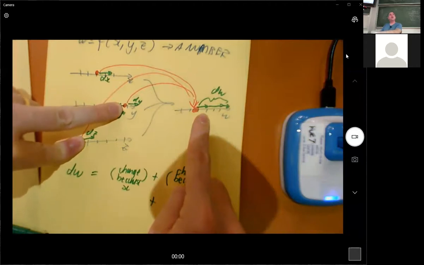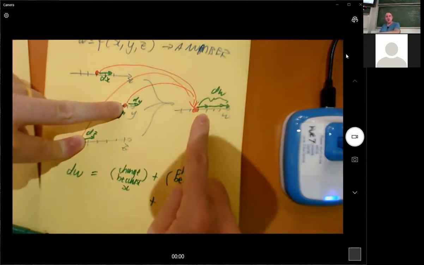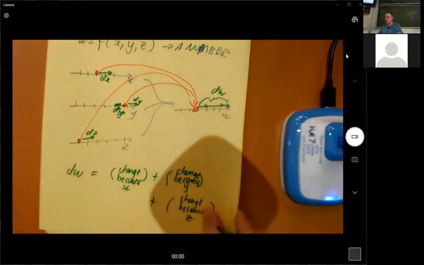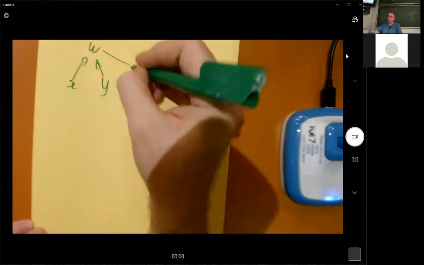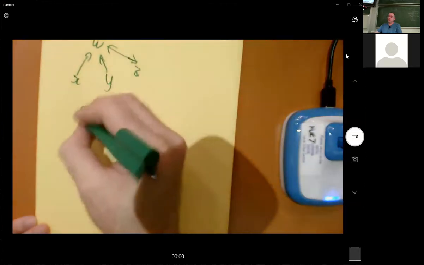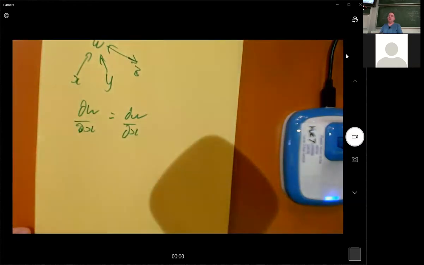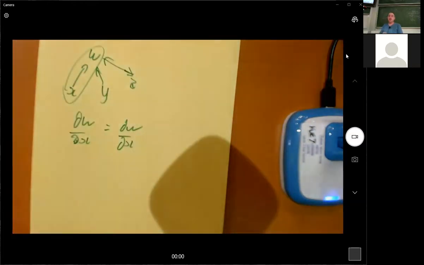You guys can see the chat, that's kind of nice. It's hard to know what the chain rule equation would be. Oh, the chain rule equation would just be this. It would just be dw on dx is dw on dx. And that's it, because that's all there is. Yeah, that's all there is.